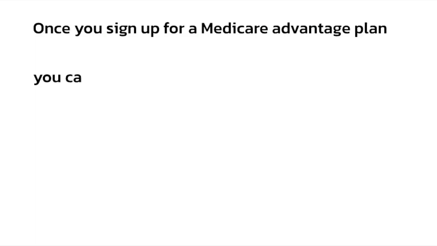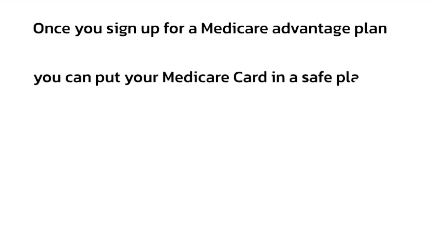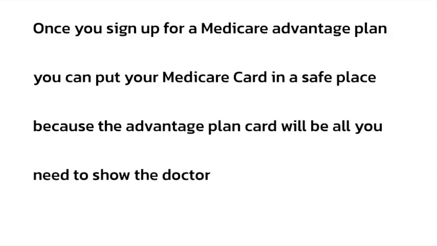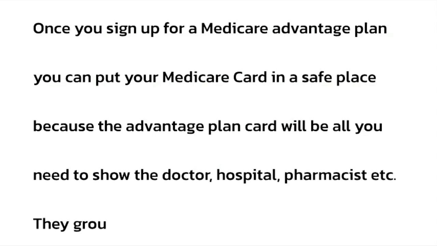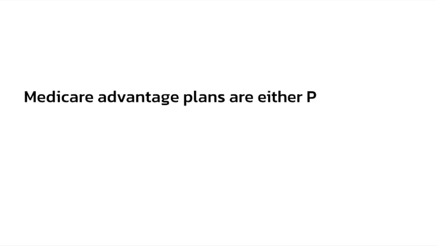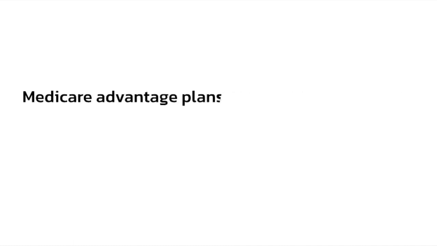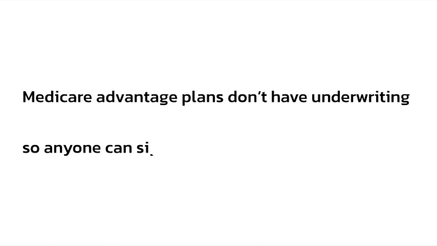Once you sign up for a Medicare Advantage plan, you can put your Medicare Part A and B card in a safe place because the Advantage Plan card will be all you need to show the doctor, hospital, pharmacist, etc. Medicare Advantage plans group all of these coverages together in one card. Keep in mind that Medicare Advantage plans are either PPOs, HMOs, private fee-for-service plans, or special needs plans. Also, Medicare Advantage plans do not have underwriting, so anyone can sign up for one of these plans.